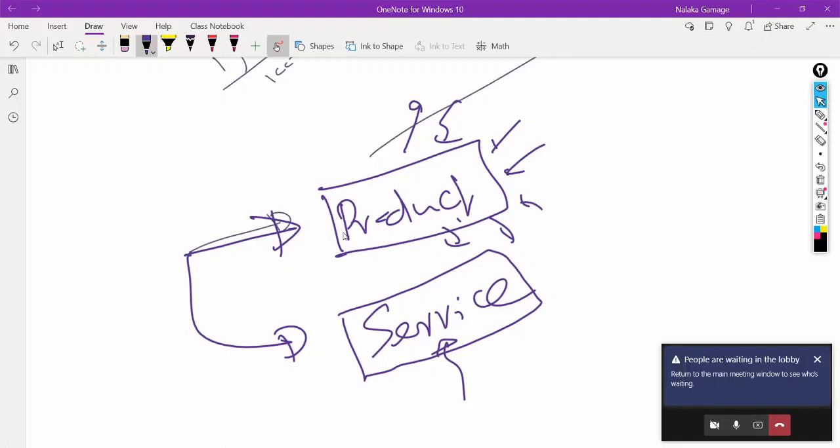Products are there, right, and also they are manufacturing these corona vaccines. So the corona vaccine is a product, right?